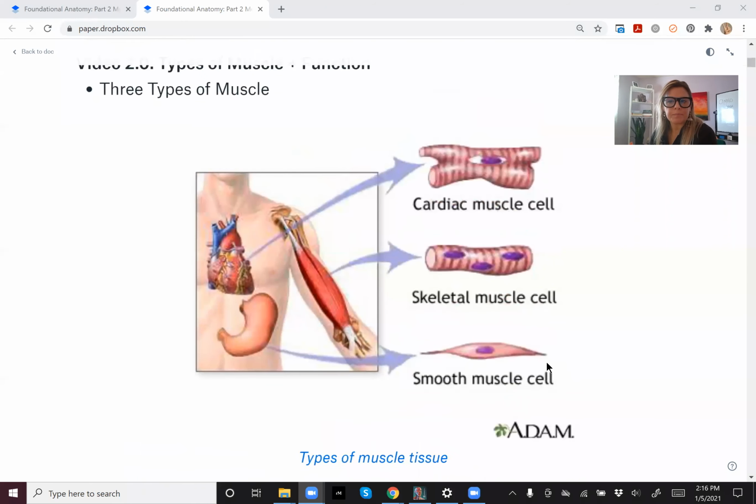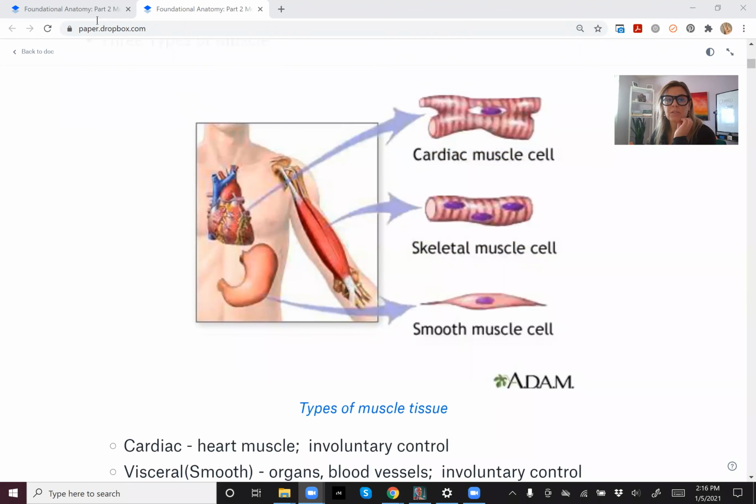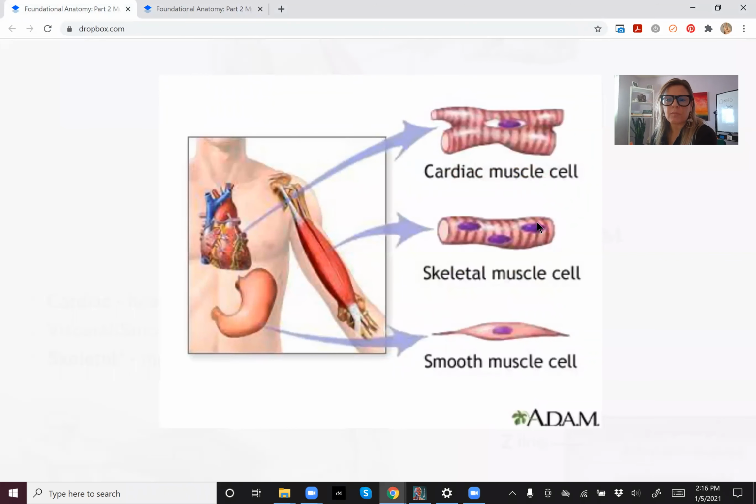So let's go to our handout here. So there's 3 types of muscle in the body. There's cardiac muscle, skeletal muscle, and smooth muscle. Now, you may or may not have heard of any of these, and it's okay. Like I said, the one that we're going to concentrate on the most is skeletal muscle, right? So skeletal muscle is the muscle that makes up most of the muscle that surrounds and works in conjunction with the skeletal system.